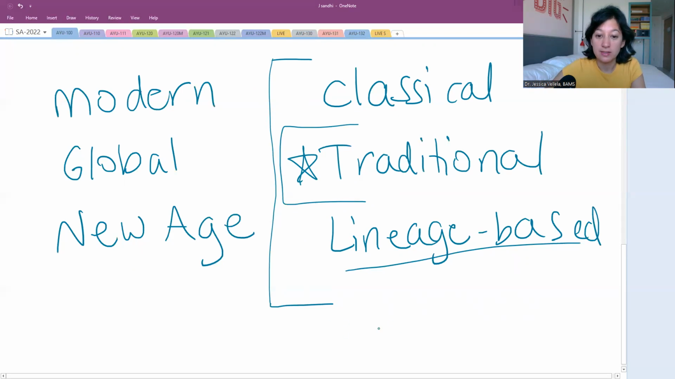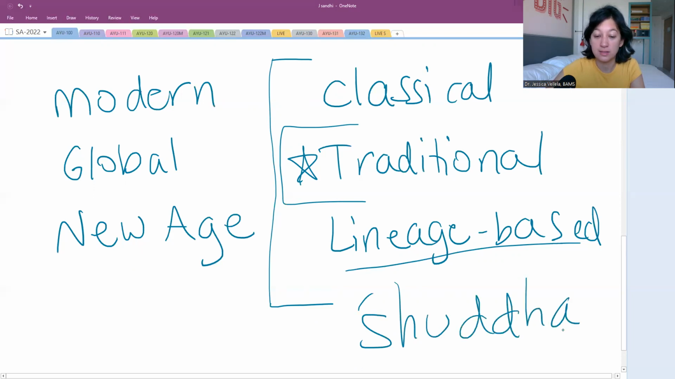This also in India is related to what some like to call the Shuddha practices. And the word Shuddha in Sanskrit means clean or pure. And so this is kind of like the purest Ayurveda type that doesn't do anything else. Like Western medicine is not seen as beneficial to the practice of Shuddha Ayurveda, although that hopefully is also changing in India today.